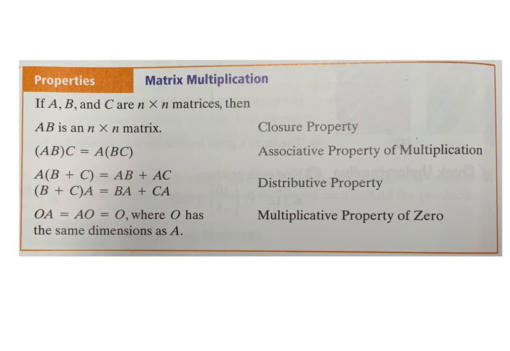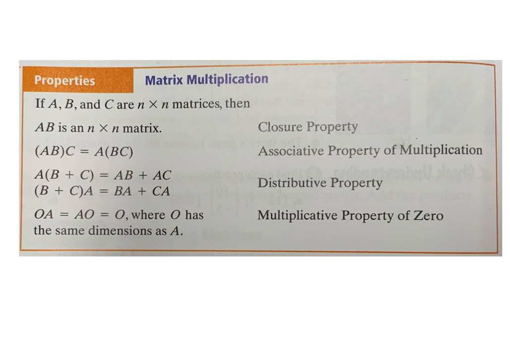Matrix multiplication properties. If A, B, and C are n by n matrices, then AB is an n by n matrix. Closure meaning if you have the same two dimensions, then your answer will be those dimensions. Associative property. You can group them however. You can distribute with the matrices themselves.